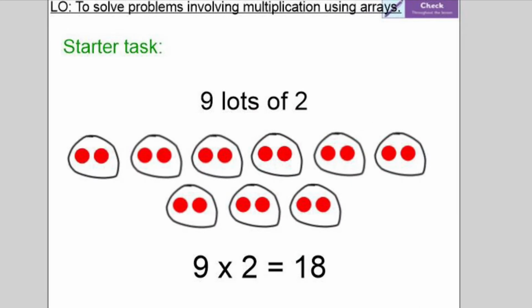Now I've drawn 9 lots of 2 and I've counted them. So as they're in groups of 2, I need to count in my 2s. 2, 4, 6, 8, 10, 12, 14, 16, 18. So 9 times 2 is 18.